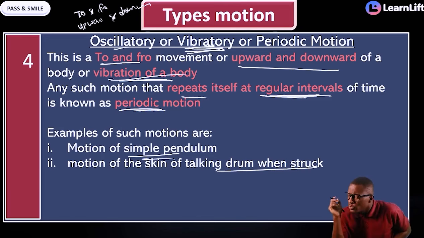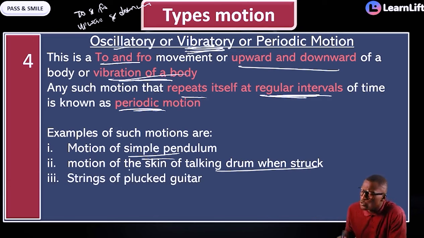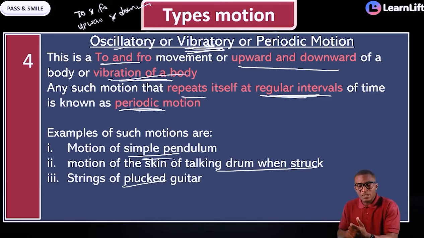Are you seeing that? The third one you need to talk about is the strings of your guitar. If you are playing your guitar, have you observed that those strings are vibrating? They keep vibrating. That means it is an example of your vibratory motion. Are you seeing all these things? Please, all of them are past questions. I'm going to show you quickly.